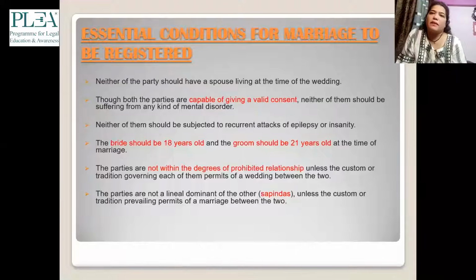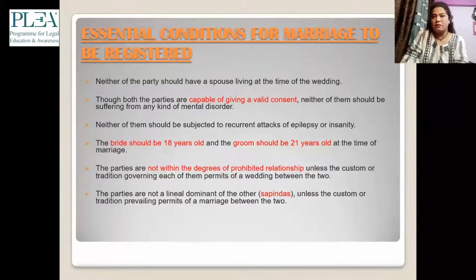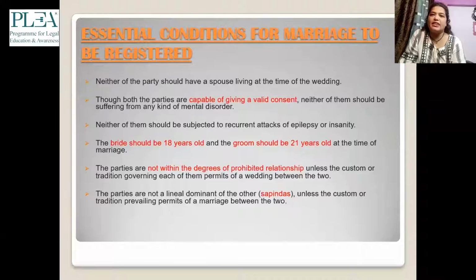So see, neither of the parties should have their first spouse living at the time of marriage, because legally one person can only be married to one person at a time if they want legal recognition. Both the parties should be capable of giving valid consent, meaning neither should be mentally incapable, and neither of them should be suffering from any mental disorder. Neither of them should be subjected to recurrent attacks of epilepsy or insanity.